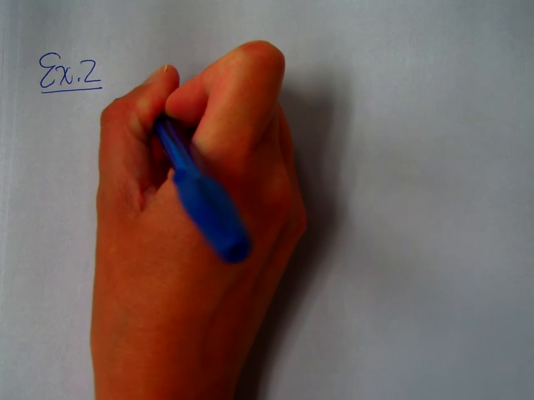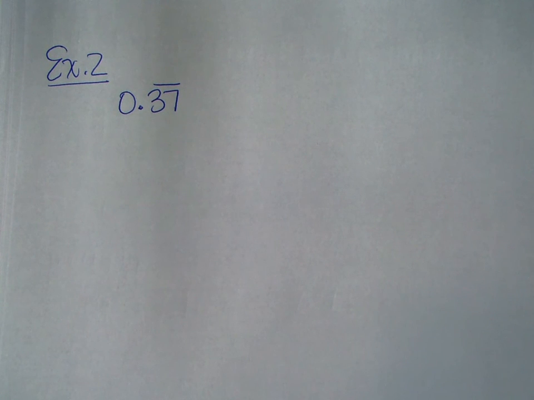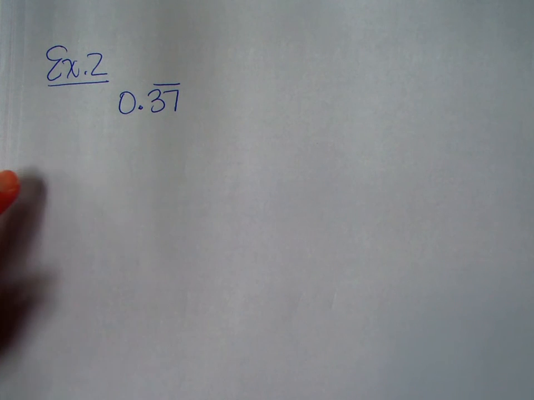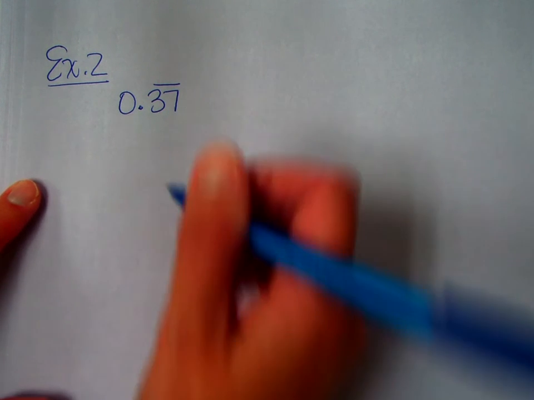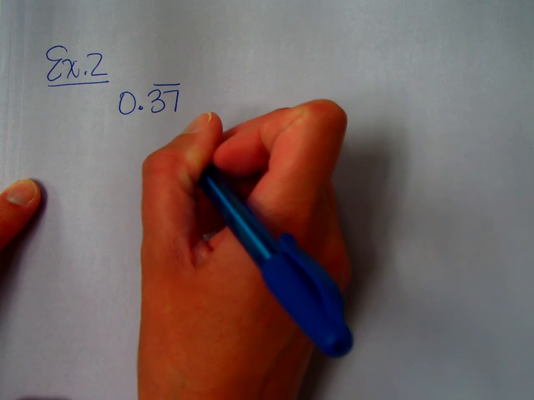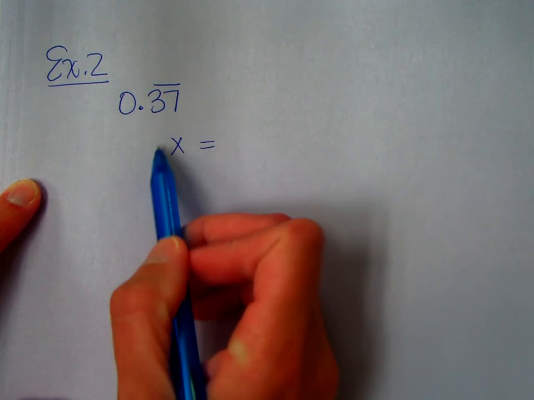So let's say we have 0.37 repeating. This one would keep going, 37, 37, 37. We want to write it as a fraction. So we're going to start by setting up our equation. We're going to let x equal that decimal.